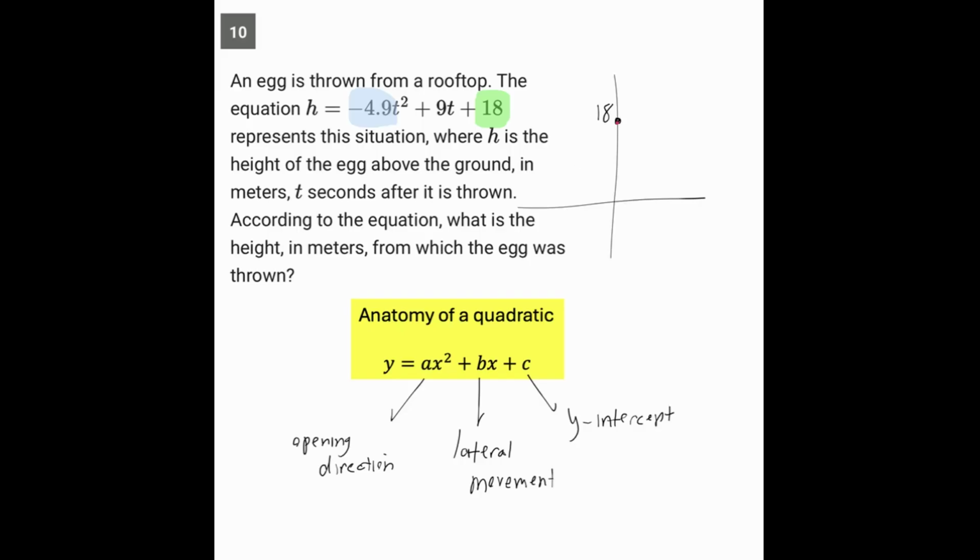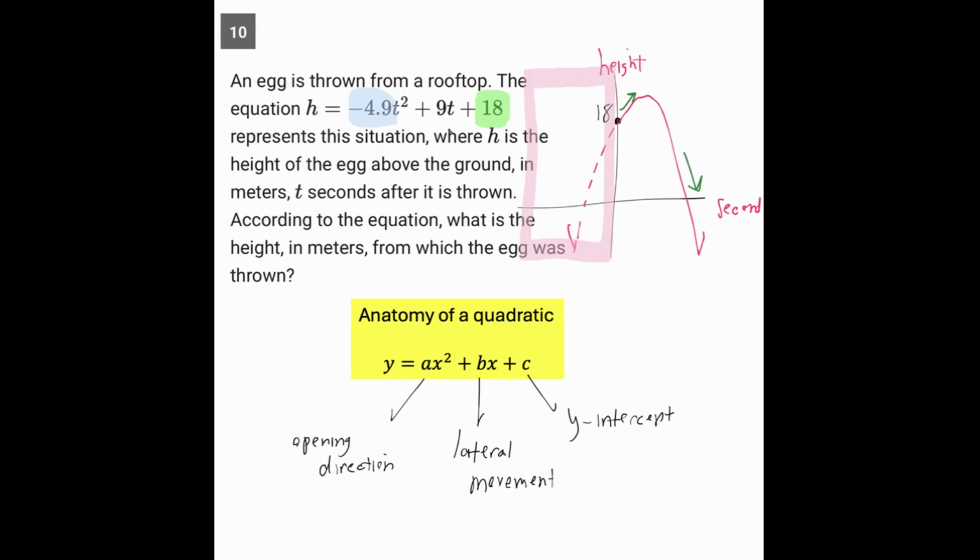Now, one thing I'm going to do is put a dashed line here. And the reason is because the x-axis is time in seconds. And by the way, the y-axis is the height. Now, you can't have a negative number of seconds. So this part of the graph doesn't really exist in real life. But this egg is thrown, and after some time, the height starts to come back down.